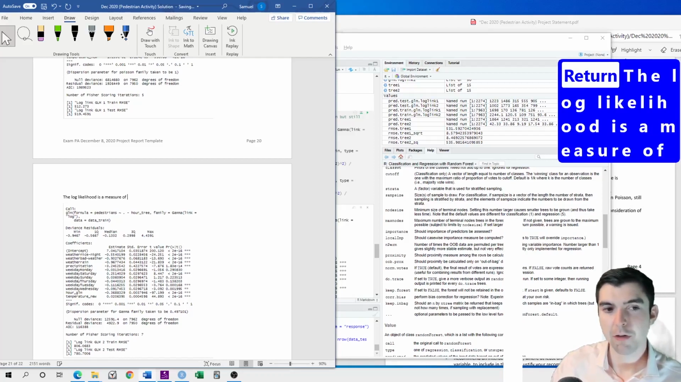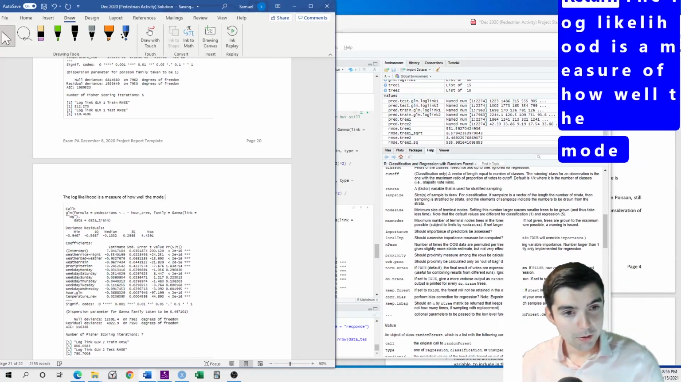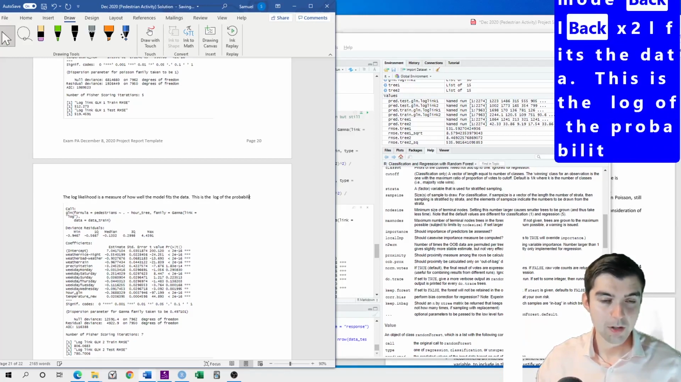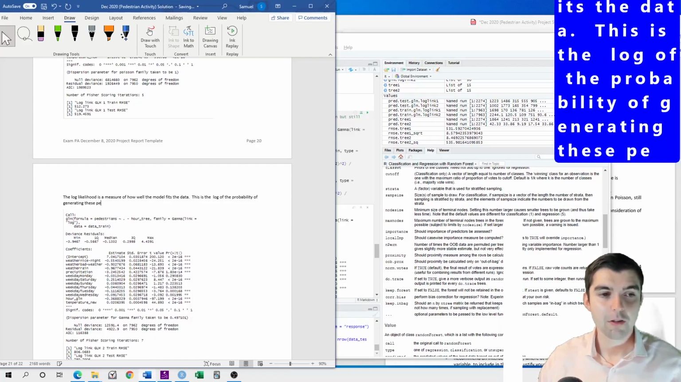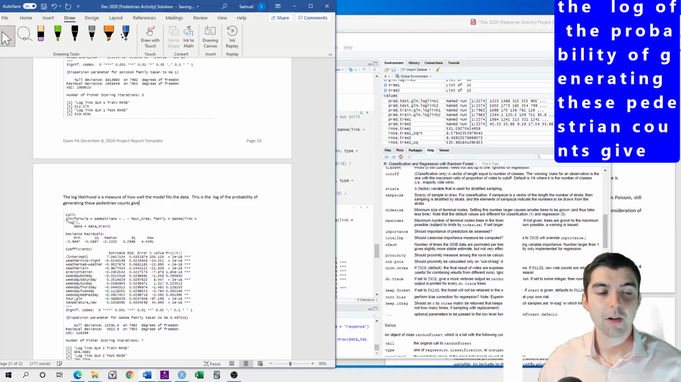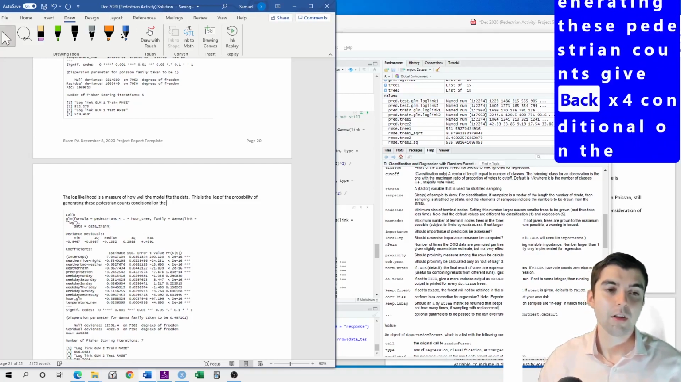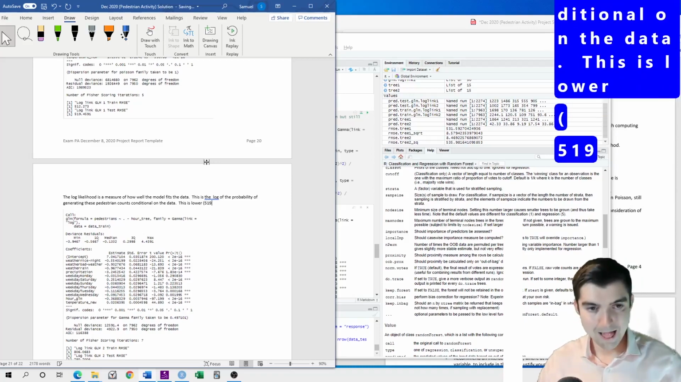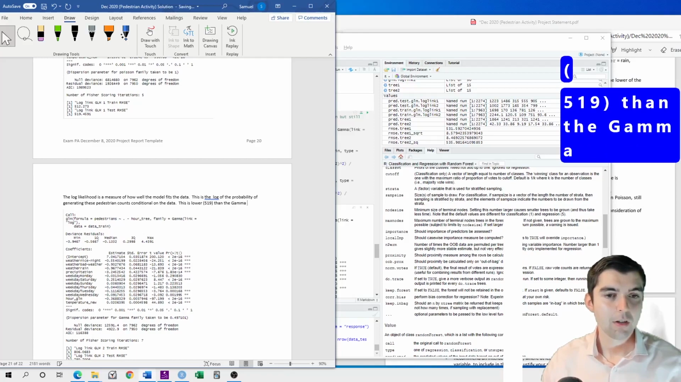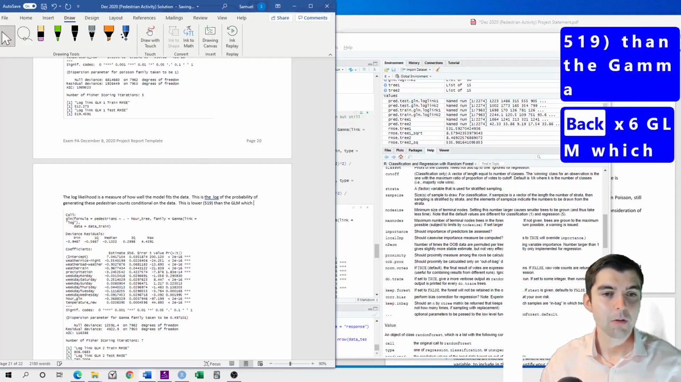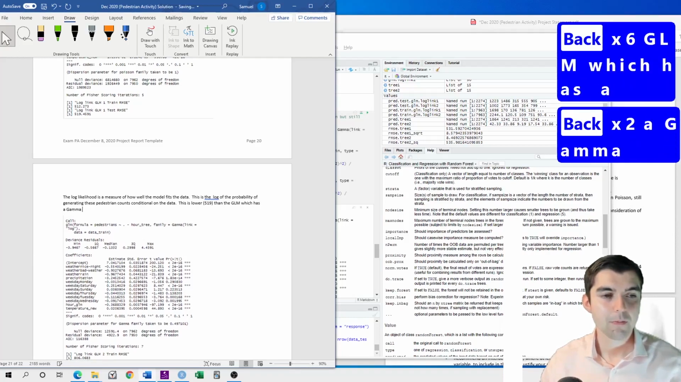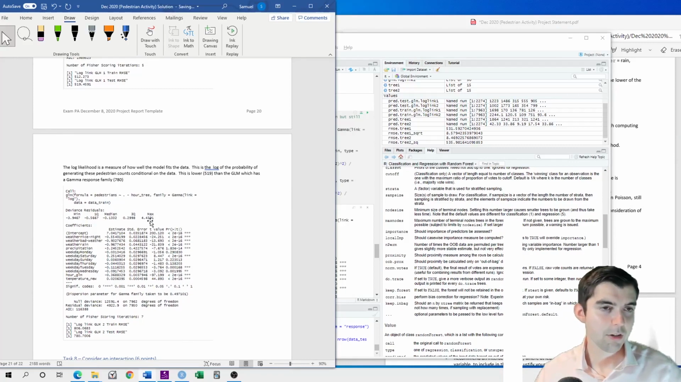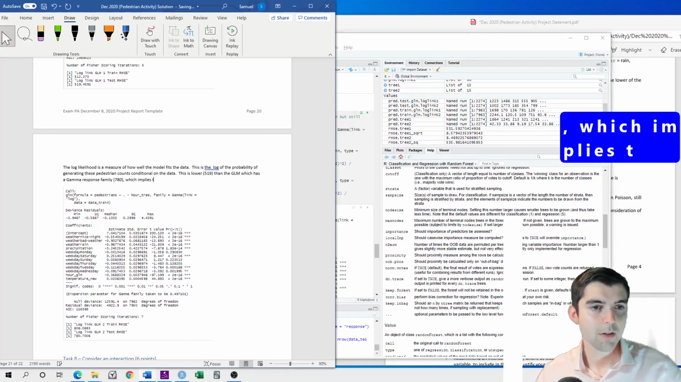So the log likelihood is a measure of how well the model fits the data. This is the log of the probability of generating these pedestrian counts conditional on the data. This is lower, 519, than the gamma, than the GLM which has a gamma response family, which is 780.